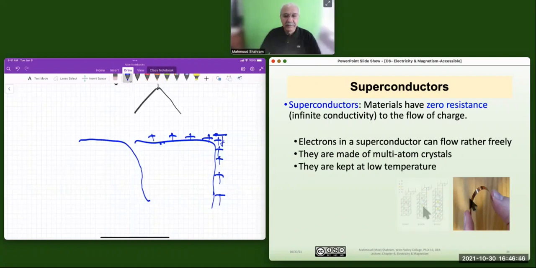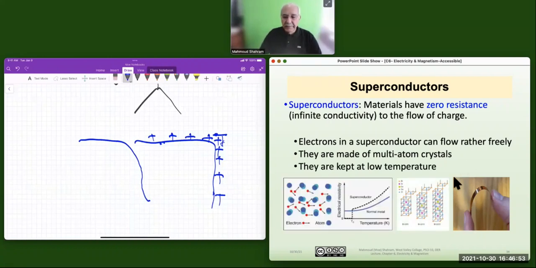Strong magnetic field. These are usually made out of different multi-atom crystals, and you can see that at low temperature, resistance to motion of electrons is very, very low as compared to, let's say, copper resistance. It increases as you increase the temperature. But as you can see here, up to a certain temperature, they practically have no resistance. But if you increase the temperature, then they obviously become resistive.